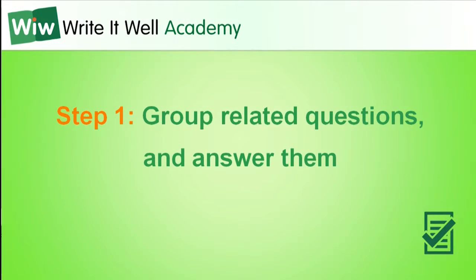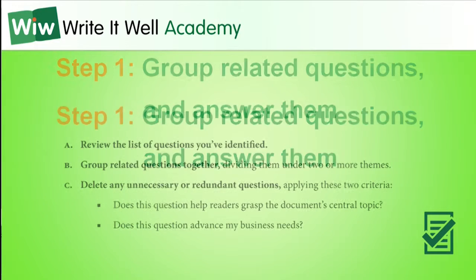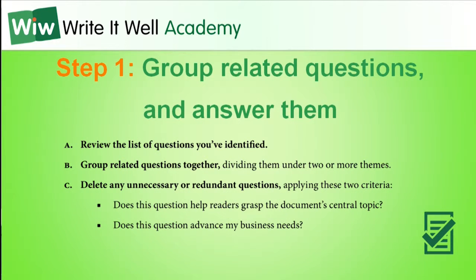So step 1 is to group related questions and answer them. No matter how complex your information is, if you can think about your readers' questions and answer them, you will be able to create an easy to follow outline for your multi-section report. So the first thing, review the list of questions you've identified. Then, group related questions together, dividing them under 2 or maybe more themes. Delete any unnecessary or redundant questions, applying these criteria.